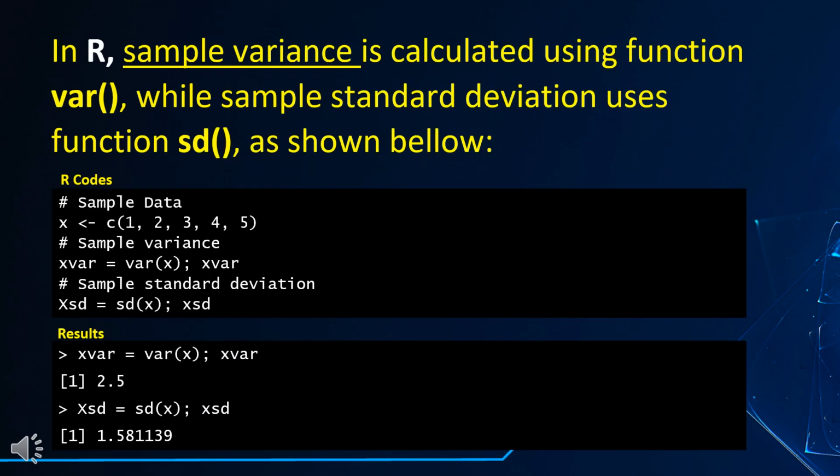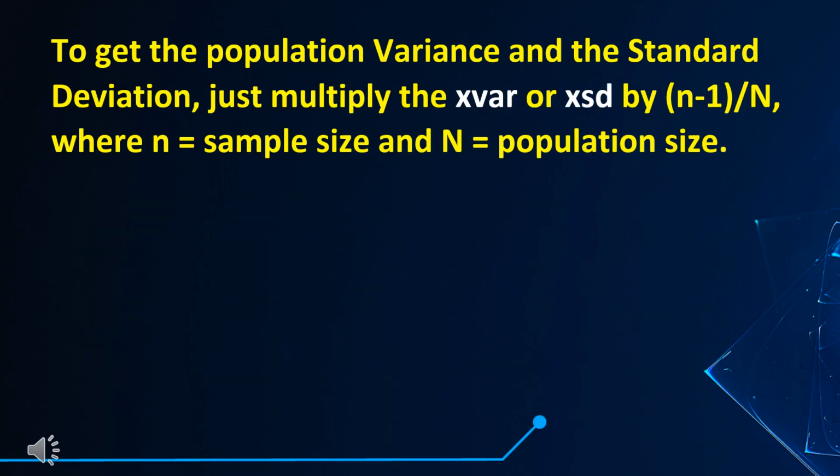In R, sample variance is calculated using the function var, while sample standard deviation uses the function sd, as shown below. To get the population variance and the standard deviation, just multiply the x var or x sd by n-1 divided by n, where lowercase n equals sample size and uppercase N equals population size.